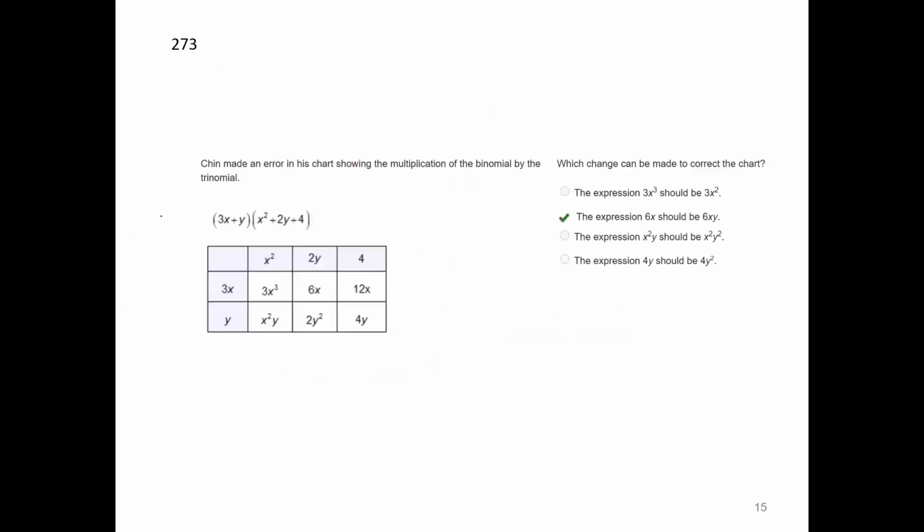All right, you guys, 273. Go ahead and read the question about Chen and then highlight the important information there.